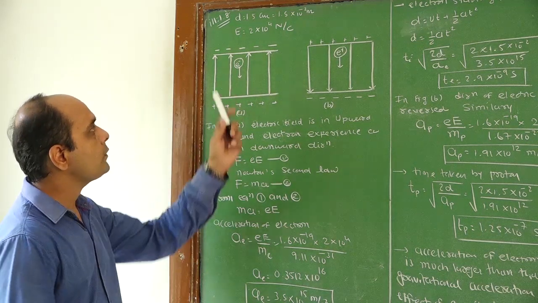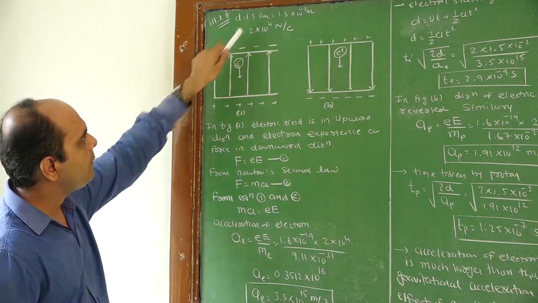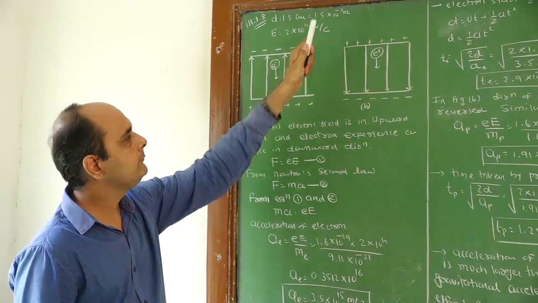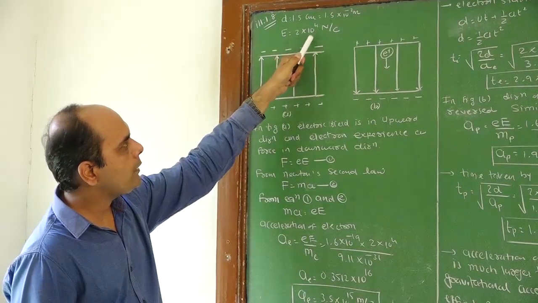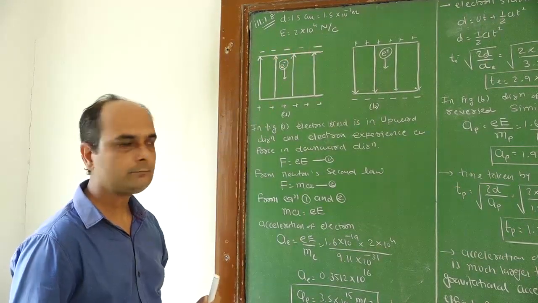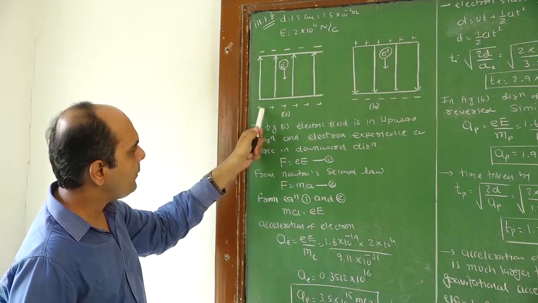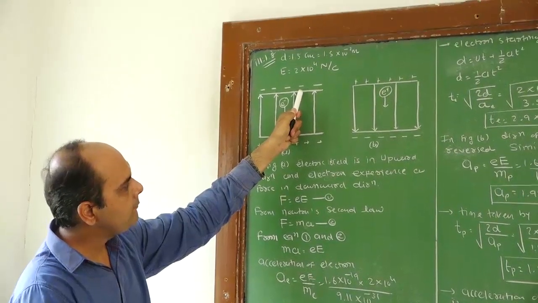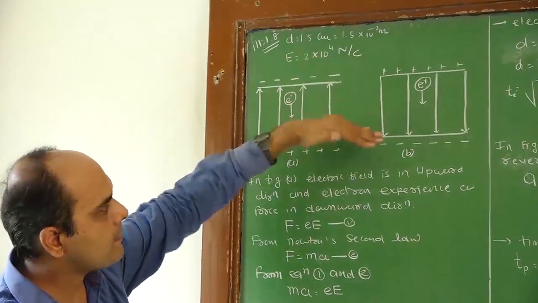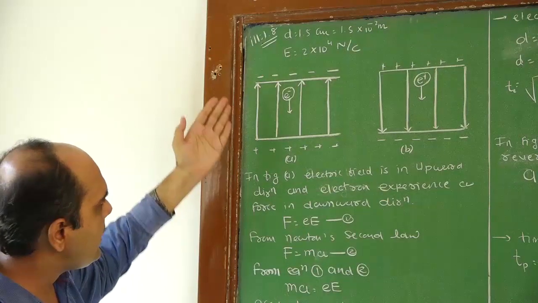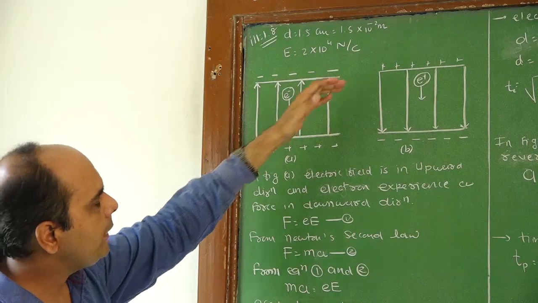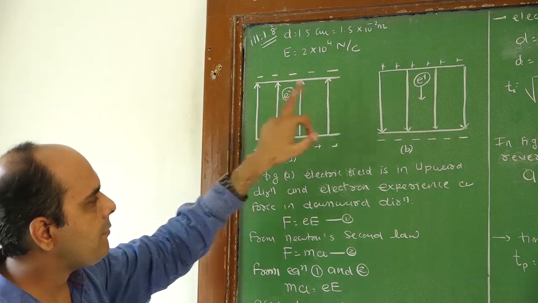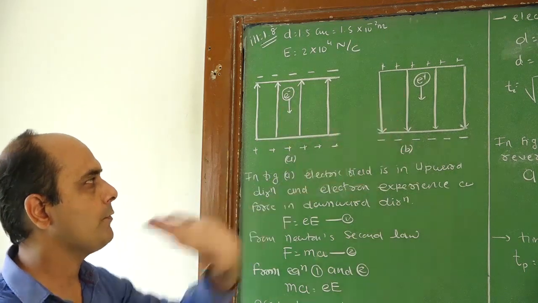So first of all, the distance between the two plates is 1.5 centimeter, converted into meter, 1.5 × 10⁻² meter. Magnitude of the electric field is 2 × 10⁴ newton per coulomb. In the first diagram, the lower plate is positively charged and the upper plate is negatively charged. In the second diagram, the polarity of the plates is reversed. In the first diagram, the electric field is in the upward direction. In the second one, it is in the downward direction. In the first one, we place the electron. In the second one, we place the proton.